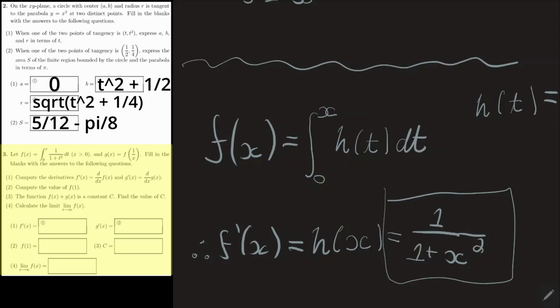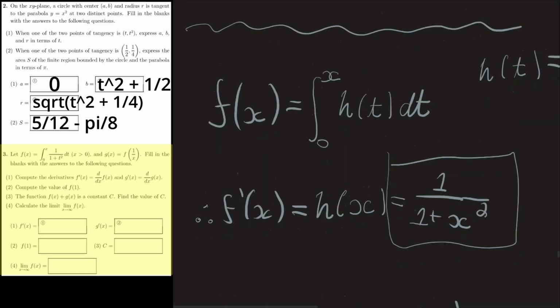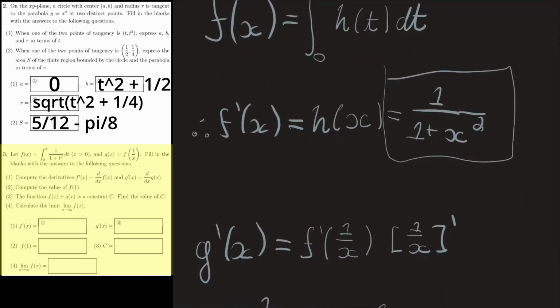Next, we need to find g prime. So notice that g is just f of 1/x. So to find g prime, we have to use the chain rule. So we find f prime, or the derivative of f, of 1/x, and then we multiply it by the derivative of 1/x.